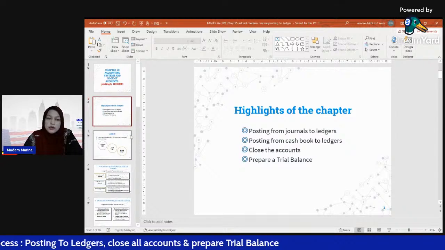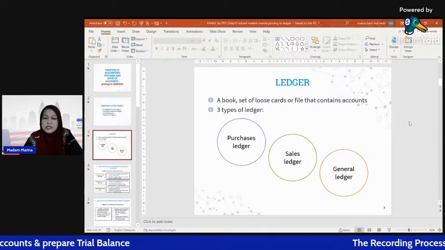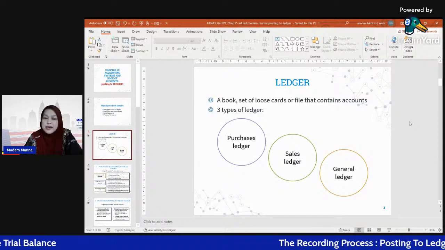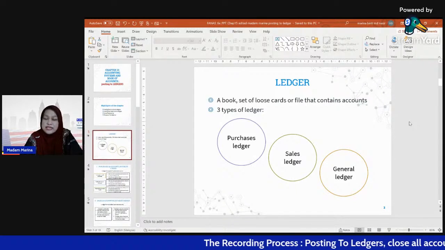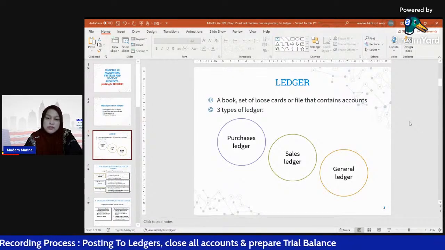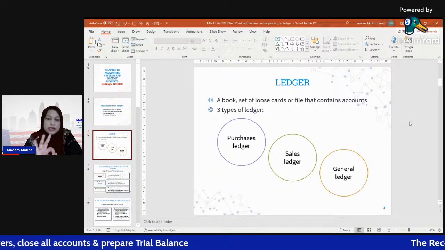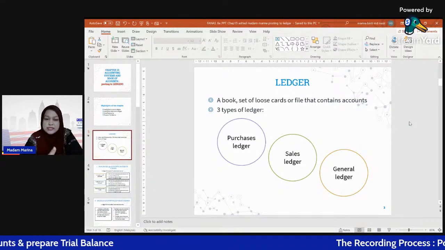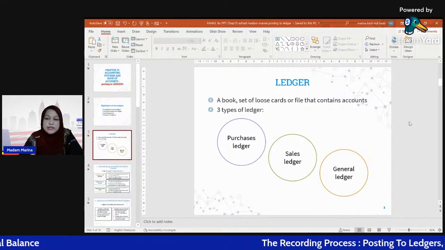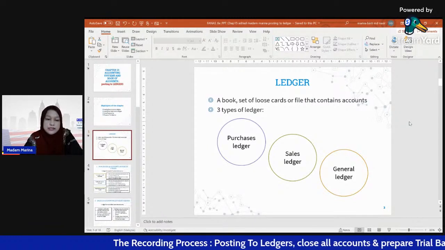So what actually is a ledger? A ledger is a book, a set of loose cards or a file that contains accounts, either T accounts or accounts in statement form. That's a ledger. We have three types of ledger. The first one is the purchases ledger, the second one is the sales ledger, and the third one is the general ledger.